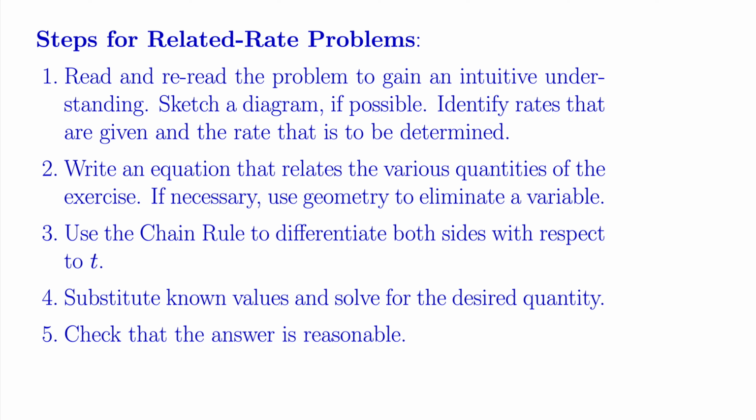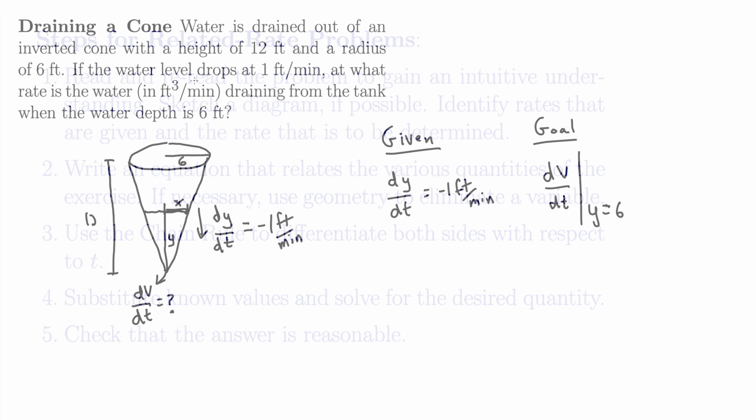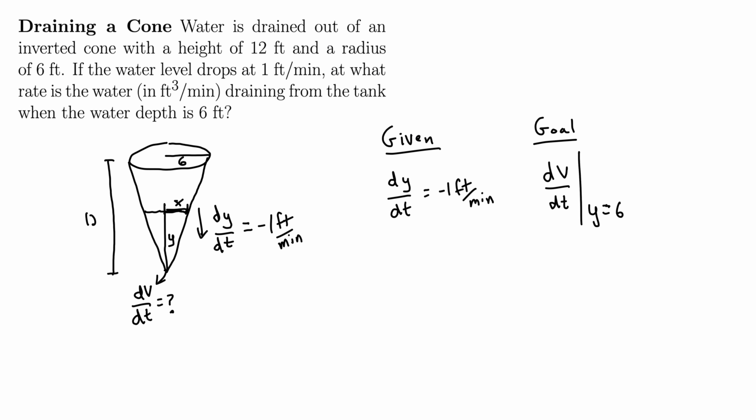So, okay, back to our example. The quantities we want to relate in a single equation are x and y and volume. Because we want to eventually get V and dV/dt and dy/dt in the same equation. Okay, so the volume of a cone is 1/3 pi r squared h.